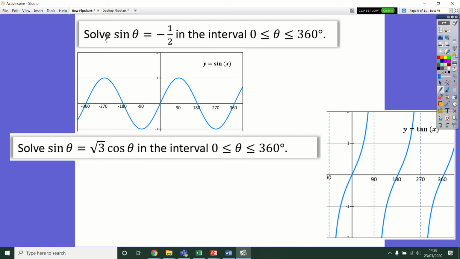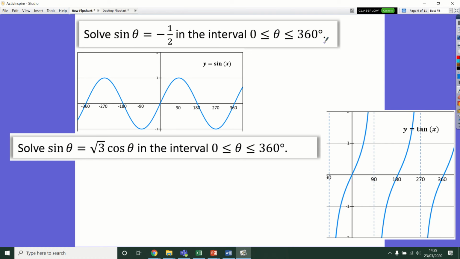So to start with, I've got sine theta. I want to solve that being equal to minus a half. And for every trigonometric equation you're going to get, you're also going to get an interval in which to solve for your value of theta, which is your angle. Otherwise, you're going to get an infinite number of solutions.